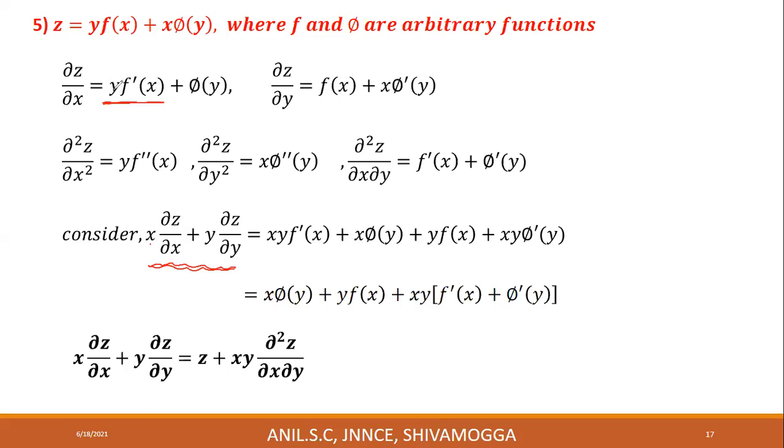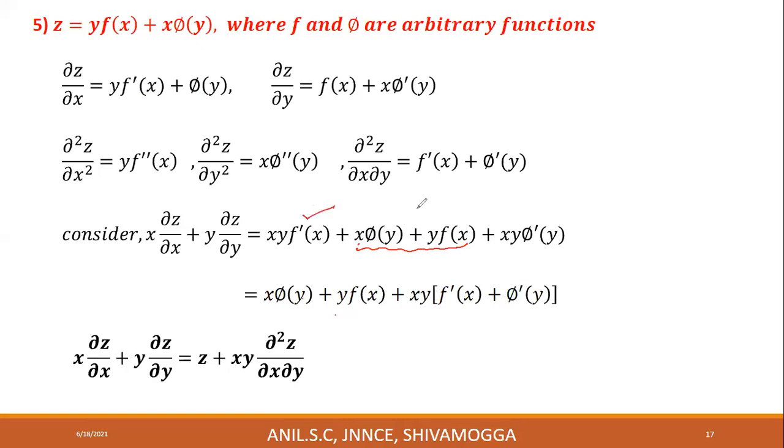The resultant will be xy into f dash x plus x into phi of y. Plus y into del z by del y, this is del z by del y. Multiply this throughout by y: y into f of x plus y into x, which is xy into phi dash y. This is equal to x into phi of y plus y into f of x. Keep it as this sum.